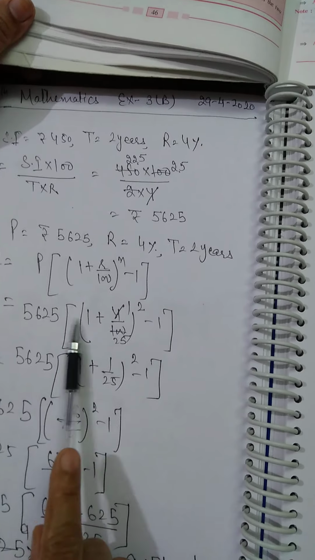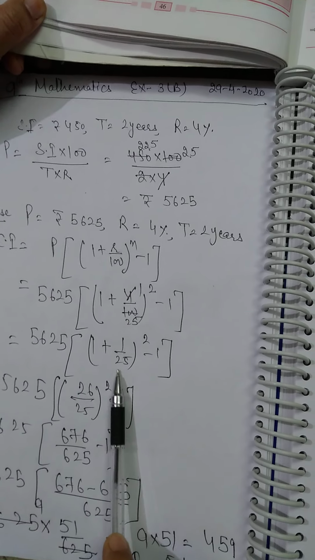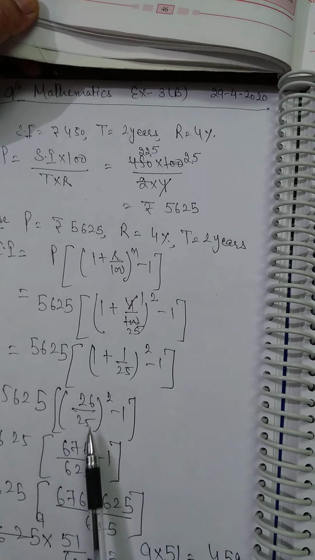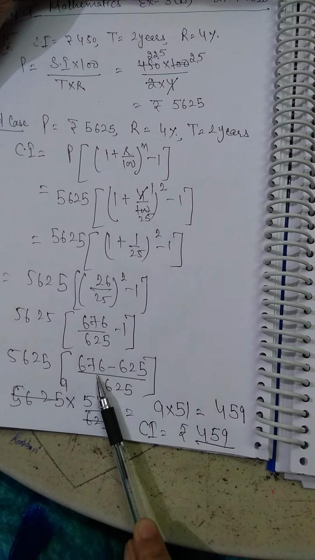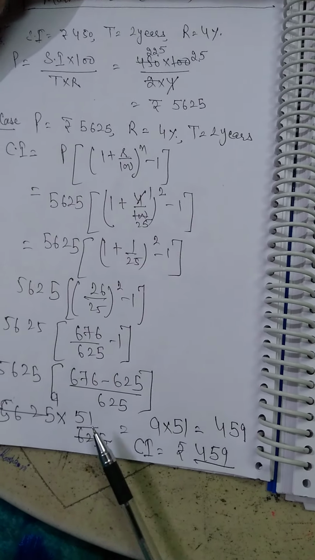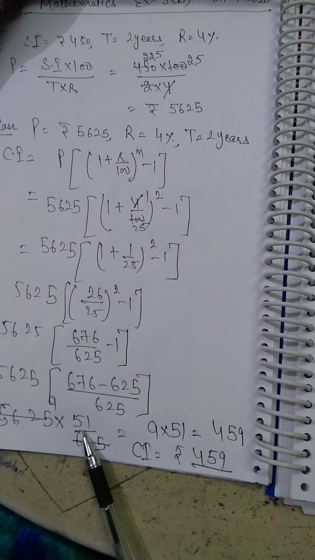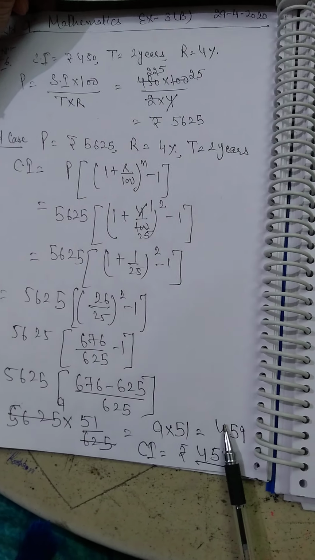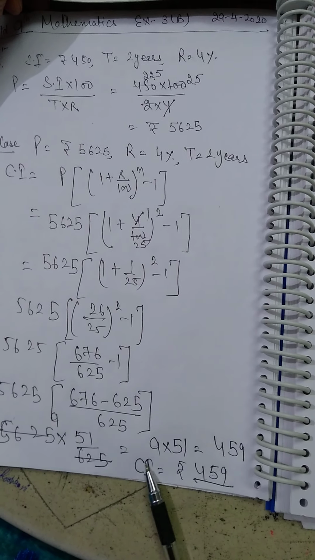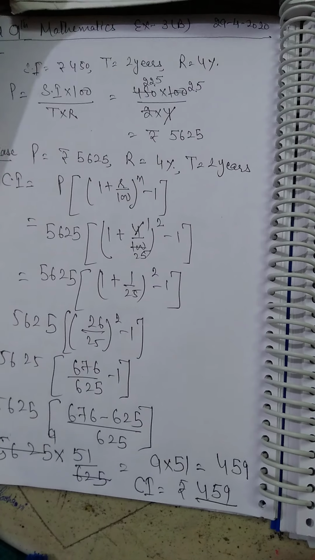Now put the values in the formula. Cancel the values. Now we have this value. Take the LCM. Take the squares. Take the LCM. Now we have this value. Left value is, after cancelling, 9 into 51, that is 459. That is your compound interest, rupees 459.